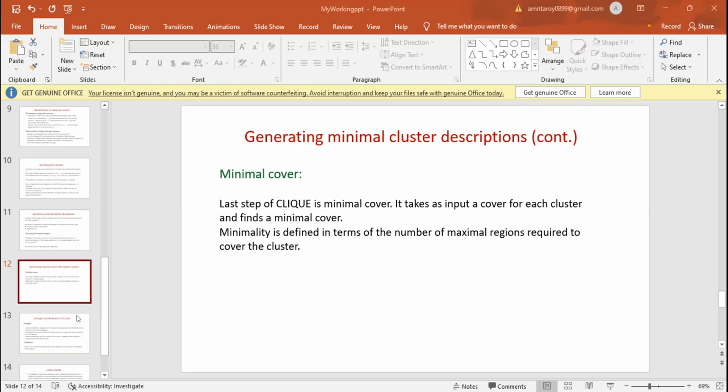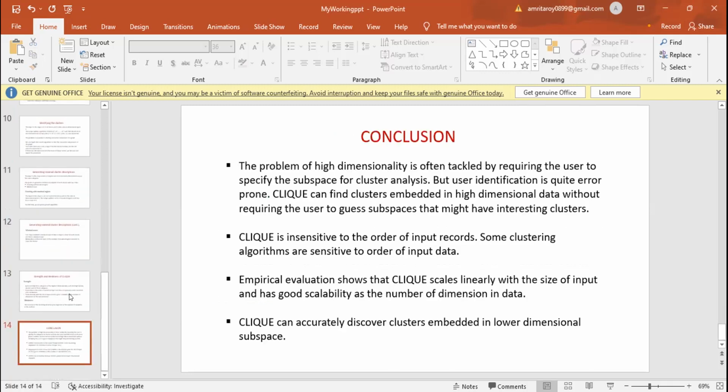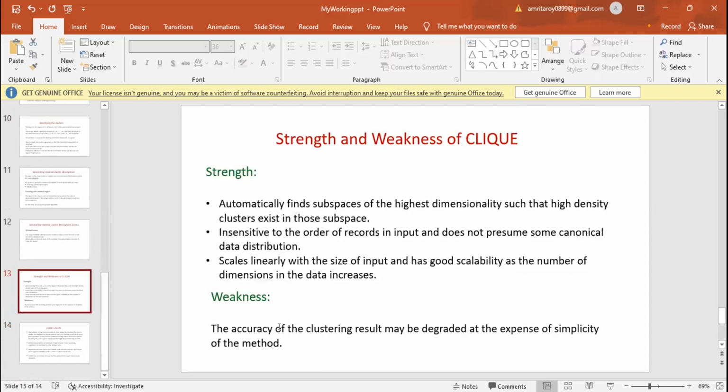So now we have some strengths and weaknesses of CLIQUE. Its strengths are: it automatically finds the subspaces of highest dimensionality such that high-density clusters exist in those subspaces. It is insensitive to the order of records in input and does not presume some canonical data distribution. It scales linearly with the size of input and has good scalability as the number of dimensions in the data increases. And CLIQUE has some weakness, which is that the accuracy of the clustering result may be degraded at the expense of simplicity of the method.